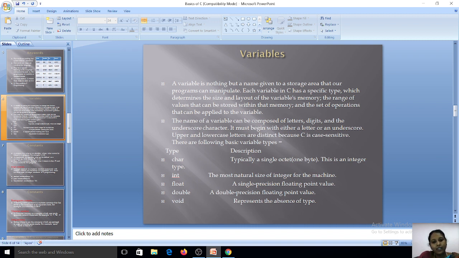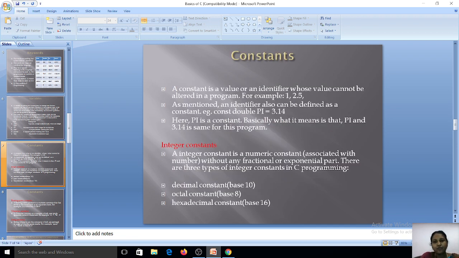Okay, we can declare a variable in different data types. Here the data types are char, int, float, double and void. Char data type is used for a single octet. This is an integer, and int is used for the most natural size of integer for the machine. Float is a single precision floating point value. Double is a double precision floating point value. Void represents the absence of type. We will see this deeply in the next slides.